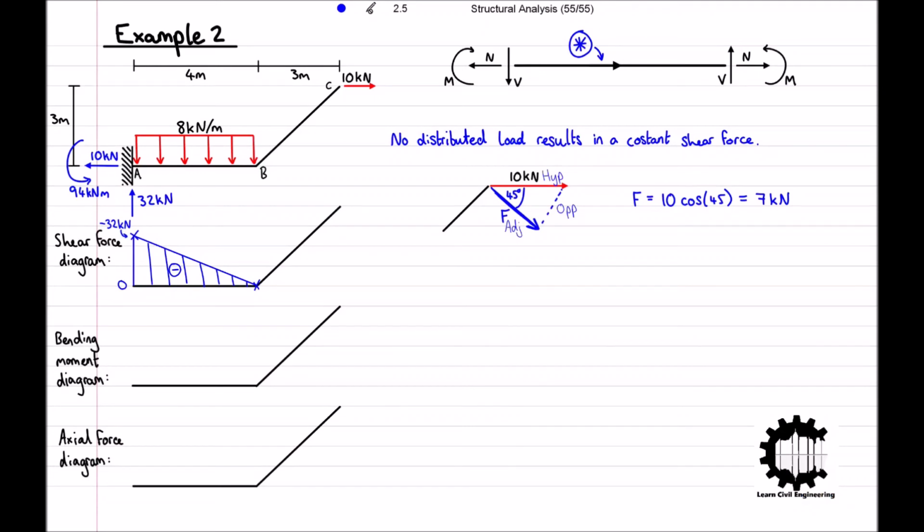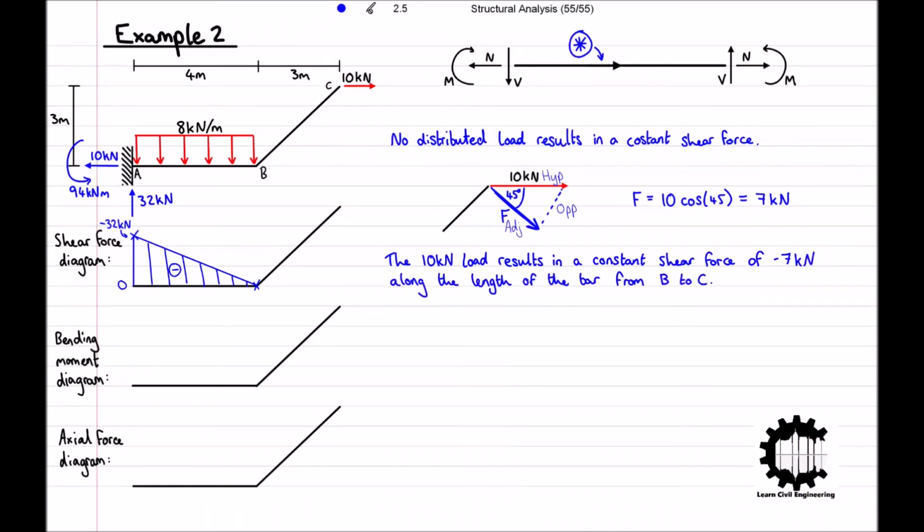Now revisiting our starred diagram, the shear force of 7 kilonewtons is being applied from the right end of the bar. So comparing our diagram to the starred diagram, we can see that the shear force of 7 kilonewtons is negative. Now that we know this, we can add the constant shear force to our shear force diagram, and doing so, we get the following, where the shear force along the bar from point B to point C is constantly -7. Note that due to the convention for internal force diagrams, negative shear forces are drawn above the bar.